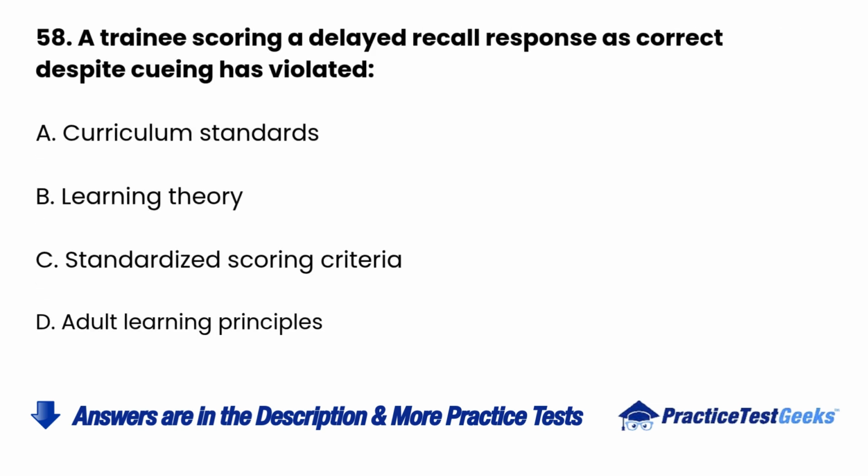58. A trainee scoring a delayed recall response as correct despite cueing has violated: A. Curriculum standards. B. Learning theory. C. Standardized scoring criteria. D. Adult learning principles.